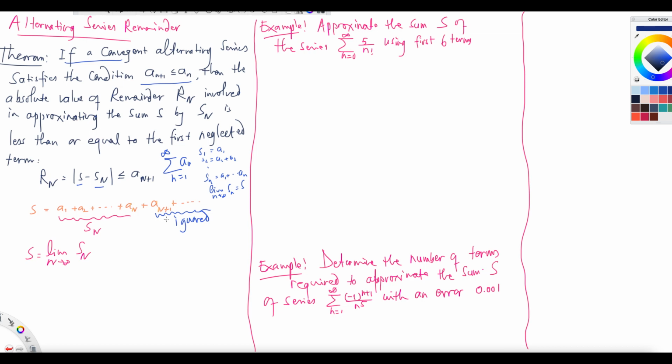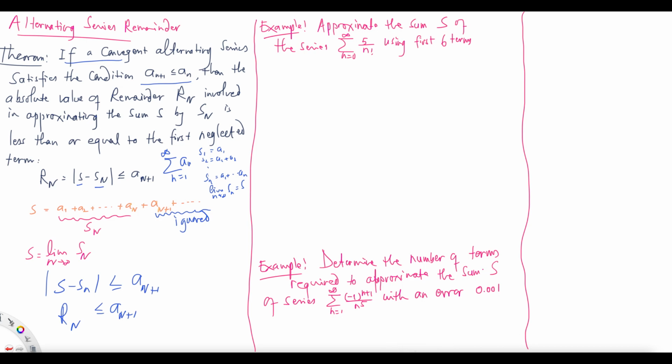In the case of a converging alternating series, the remainder is always less than or equal to the first neglected term, the first term that we ignored. That's what it is saying. So basically it is saying that the absolute value of s minus Sn is less than or equal to a sub n plus 1. Or you can write that Rn, the remainder after the nth term, is less than or equal to a sub n plus 1. That's what the theorem says.